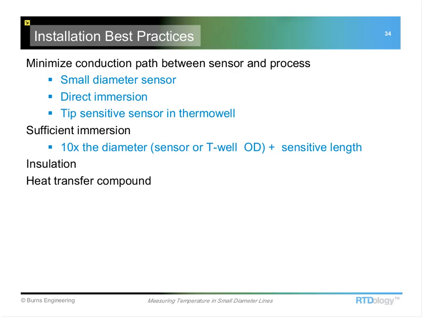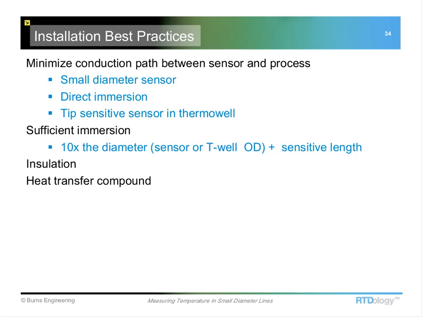If you have a highly conductive fluid and it's moving at a high rate of speed, you could maybe get by with less than 3.5. But having this 10 times the diameter plus the sensitive length is just a good rule of thumb for direct immersion sensors. The Thermowell situation, having that 4.5 inches, like shown on the graph, is just a good minimum number to use for those.